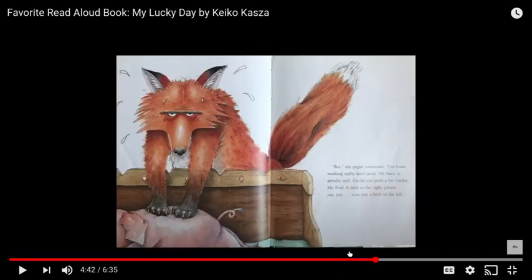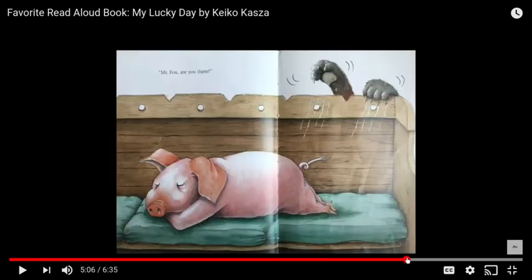Oh, but the piglet continued. I've been working really hard lately. My back is awfully stiff. Could you push a little harder, Mr. Fox? A little to the right, please. Yes, yes. Now just a little to the left. Look at all that sweat. He is really working so hard. And Mr. Fox, are you there?